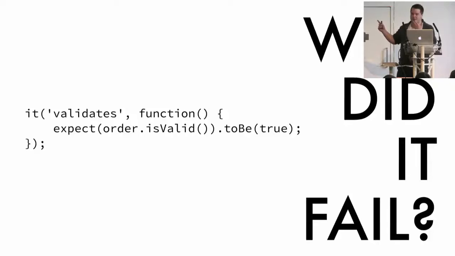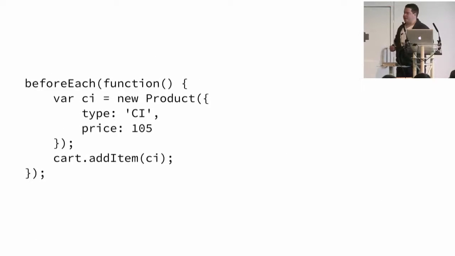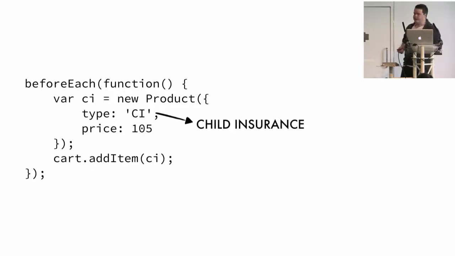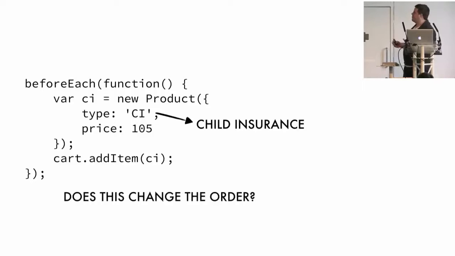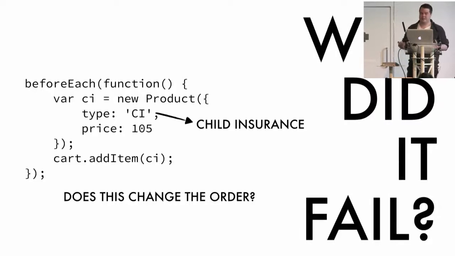I wrote this code like half a year before, and I didn't understand what was going on here. So I started looking around the code. I see the first before each. As Francisco mentioned earlier today, you can nest before each. This was the closest before each to this test. This before each is for like 3 or 4 tests. We create a new product. It says type CI, which means child insurance. I was working on an insurance project at the time. And it adds it to the cart. But there's not anything happening with the order here. So something strange is still going on, and I don't know why it failed.